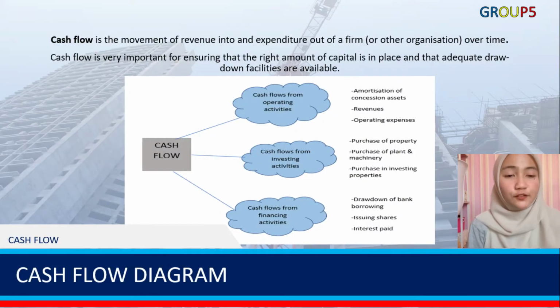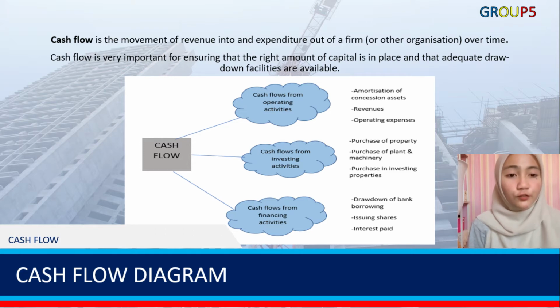Next is the cash flow diagram. Cash flow is the movement of revenue in and expenditure out of a firm or other organization over time. Cash flow is very important for ensuring that the right amount of capital is in place and that liquid drawdown facilities are available. There are three types of cash flow. First, cash flow from operating activities. Second, cash flow from investing activities. And the last one is cash flow from financing activities.